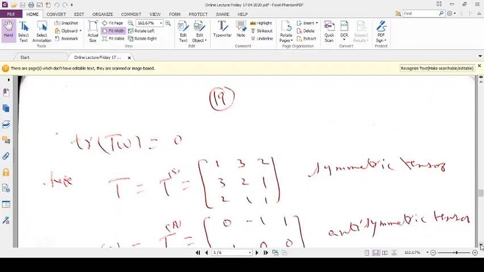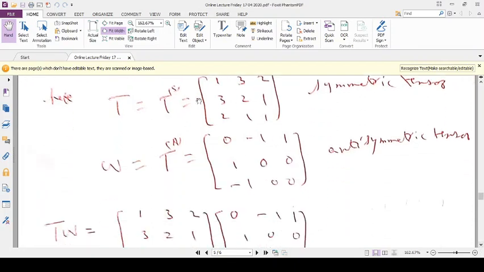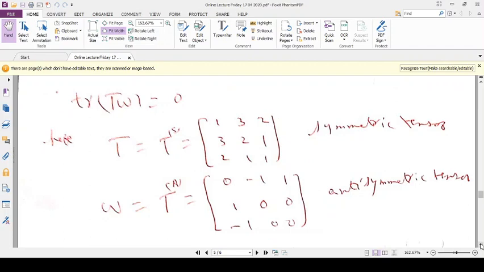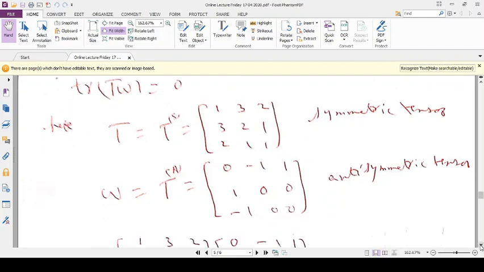No, we will show that the trace will be equal to 0. Here we know that this is symmetric, so we will take it as T, and this is anti-symmetric, we will take it as W. T is equal to this and W is equal to this. So we have to show that the trace of their product is equal to 0.